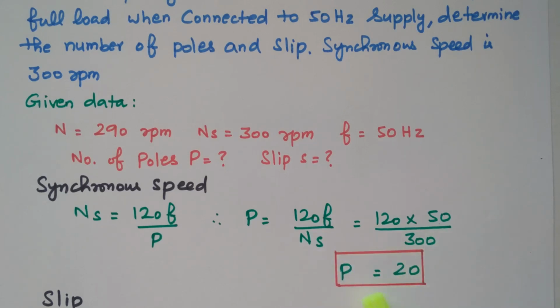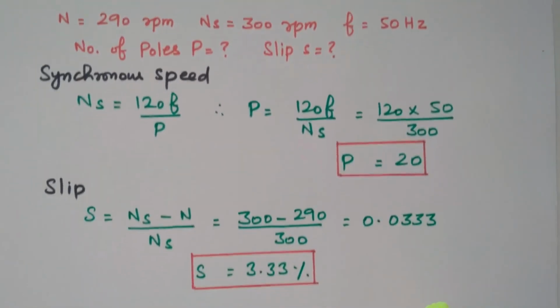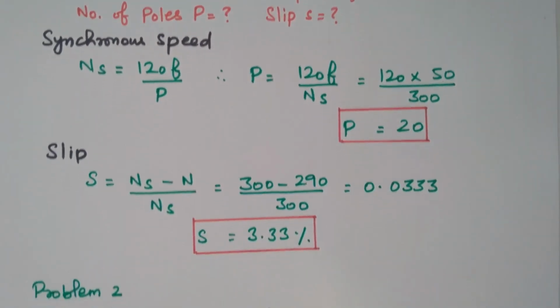So by simplifying this we got P equal to 20, number of poles equal to 20. Now we'll go to the slip of the induction motor.